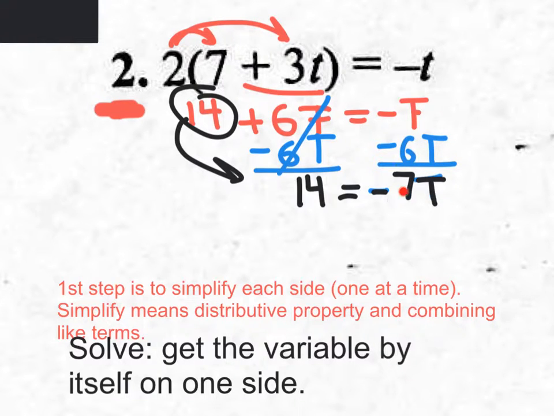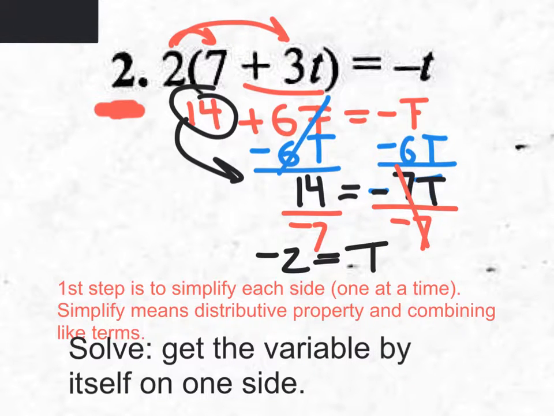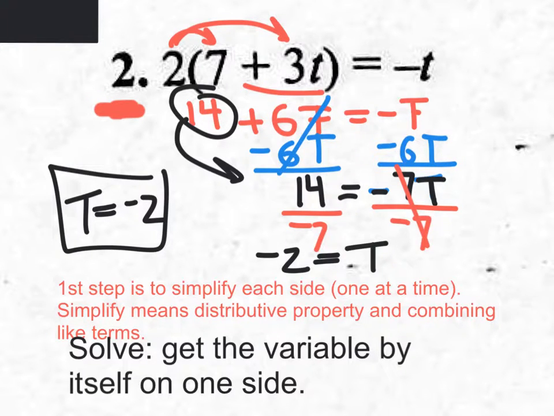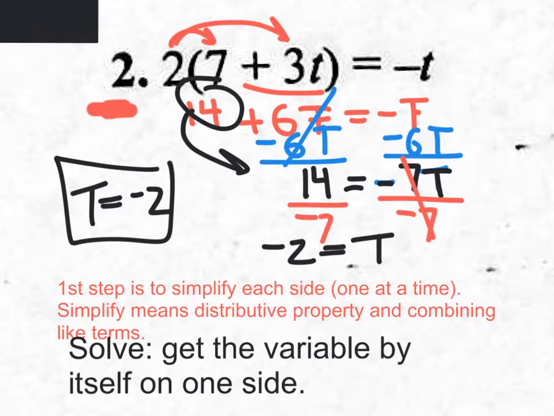See, the thing is, this is saying negative 7 times t, so you want to get rid of the multiplication of negative 7. The way to get rid of something is to do the opposite. So the opposite of multiplying by negative 7 is dividing by negative 7. So I put it divided by negative 7 on both sides. That cancels out, and you'll have your final answer that says t equals negative 2. Or negative 2 equals t, but I would write it t equals negative 2. So that's your answer to number 2 on the worksheet.